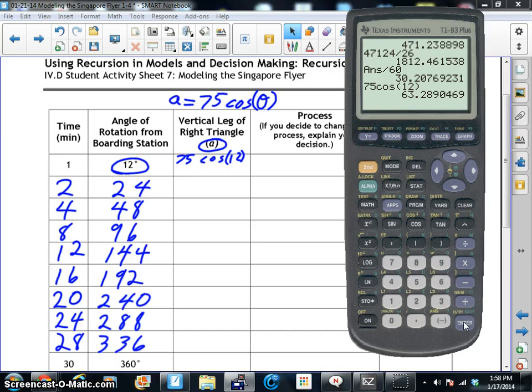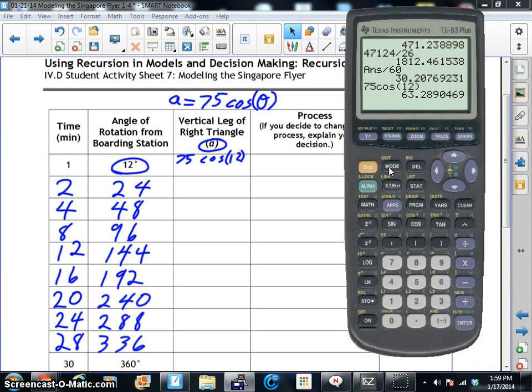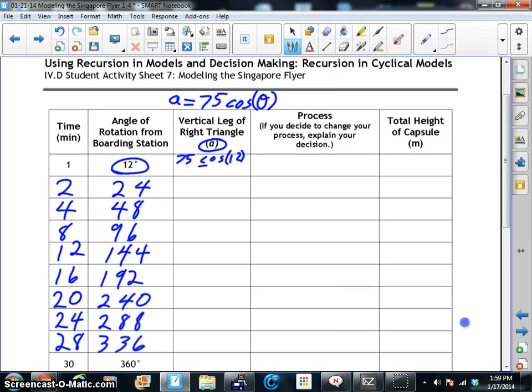So about 63. Oh, wait a minute, that's wrong. Sorry, I forgot to check the mode. Radian or degree, always make sure you put the calculator into degree mode. So we're going to do it again. 73.36, so about 73.